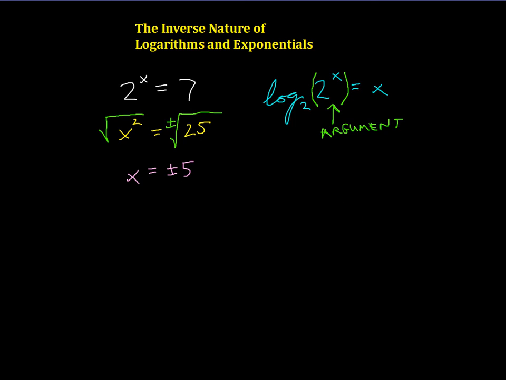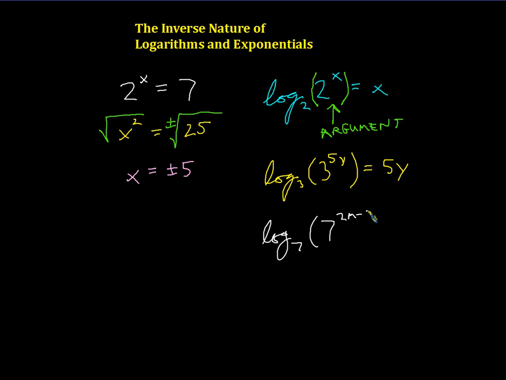Let's take a look at another example. Let's see what you think of this. If I had something like log base 3 of 3 to the power of 5y, I simply get 5y. Hopefully you're catching on. If I have something like log base 7 of 7 to the power of 2m minus 3, that is the same as 2m minus 3, because this 7 and this 7 cancel. The log base 7 of 7 to some power just gives me that power.